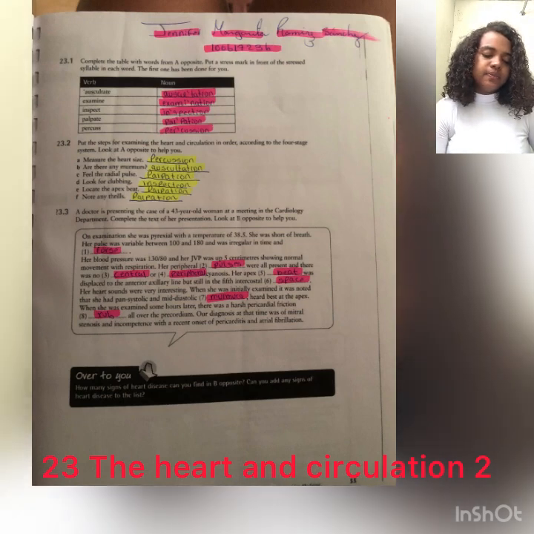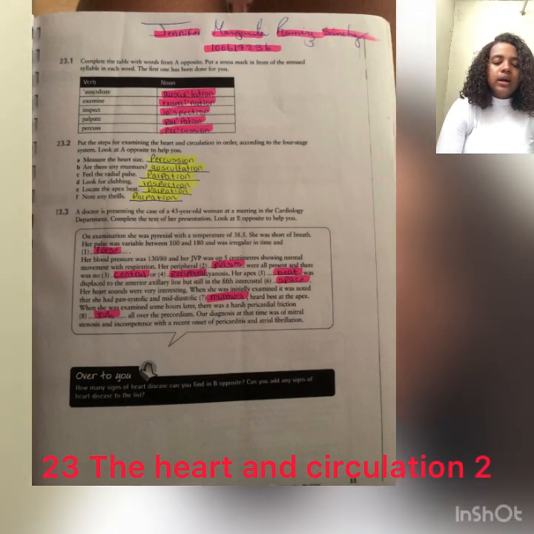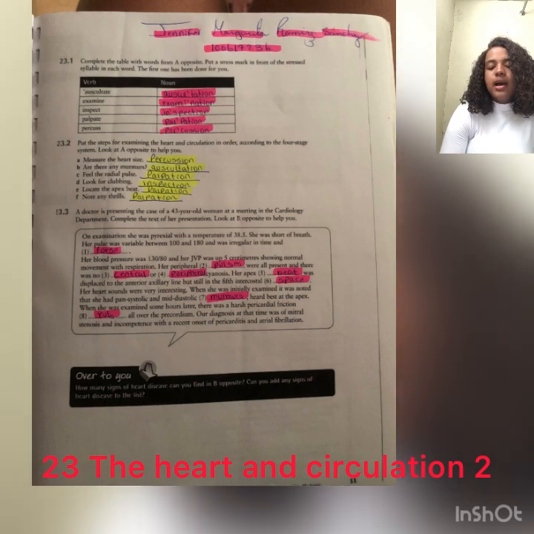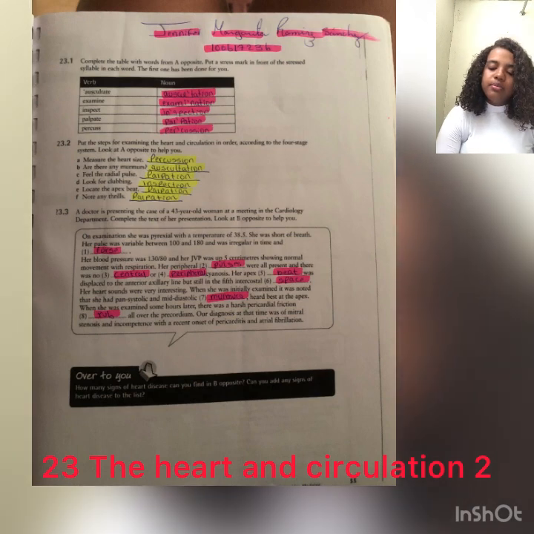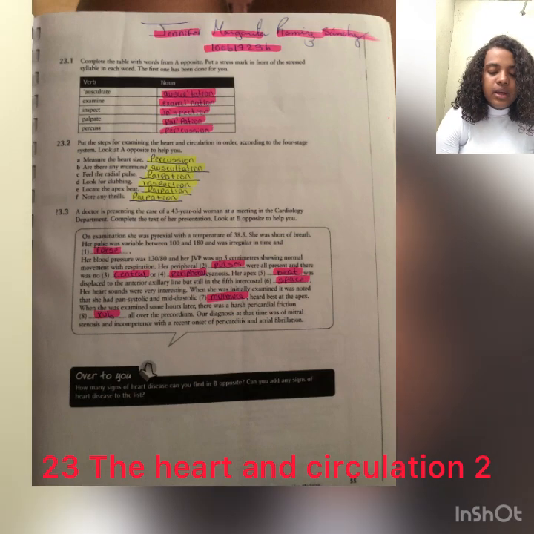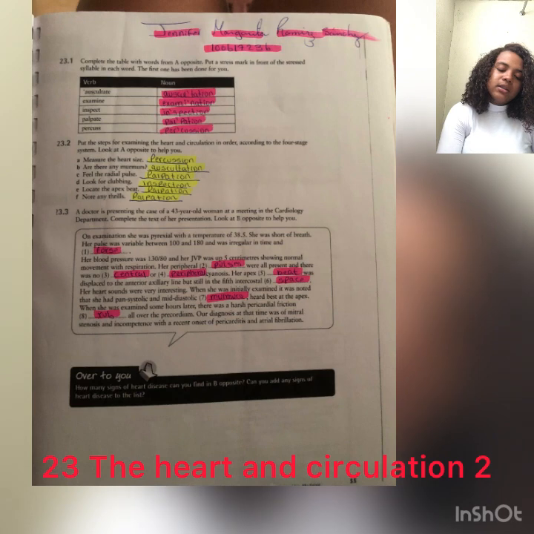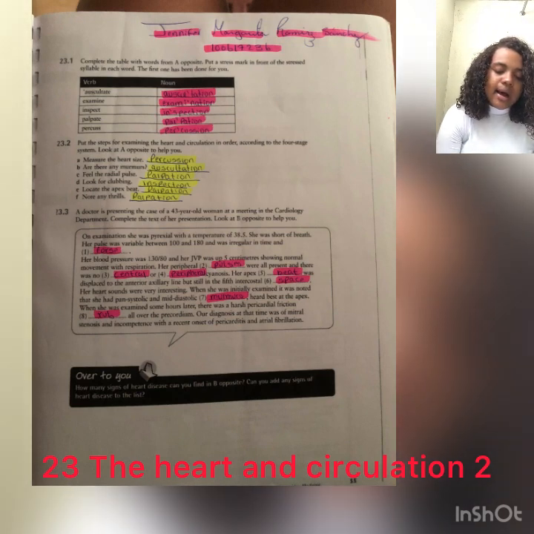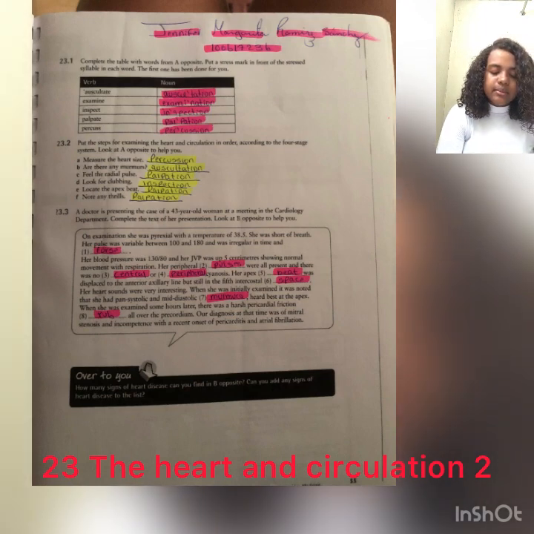Chapter 23. 23.1. Complete the table from opposite for the four-stage system of the cardiovascular examination. The first one has been done for you. Verb, noun: auscultate, auscultation. Examine, examination. Inspect, inspection. Palpate, palpation. Percuss, percussion.